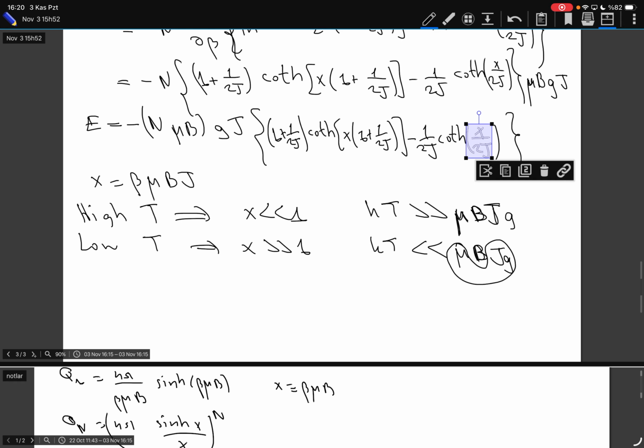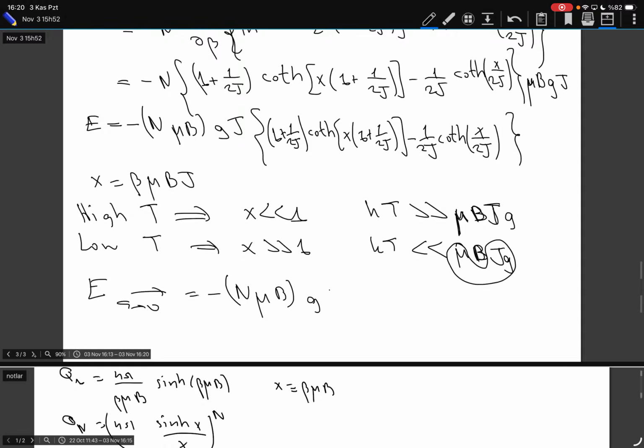Well, it's kind of easy to take, let's say, the low T limit. Even in this case, low T, x is very much larger than 1. Then cotangent hyperbolic x over 2j will be huge. In that limit, cotangent hyperbolic just becomes 1. Energy in that limit at the low temperature becomes minus n mu b g times j, 1 plus 1 over 2j, cotangent hyperbolic is 1, minus 1 over 2j. Again, cotangent hyperbolic is 1, these cancel. Well, basically all the magnetic moments are aligned with the magnetic field, even in this case.